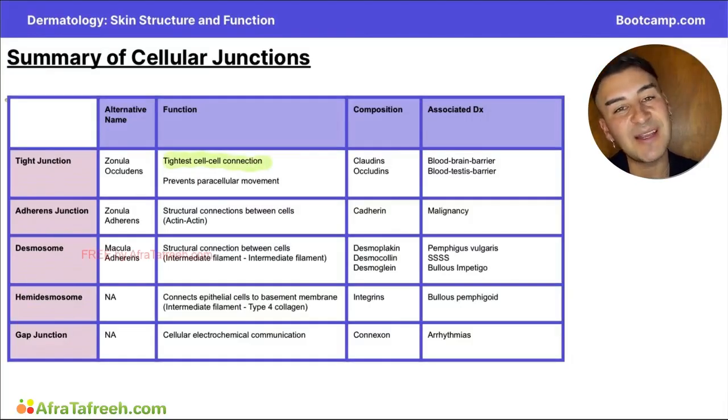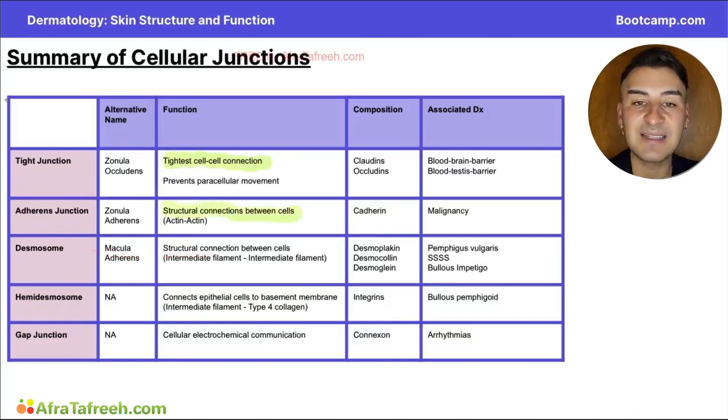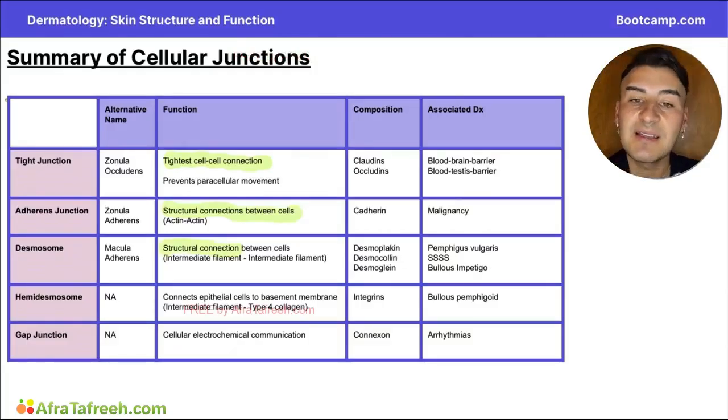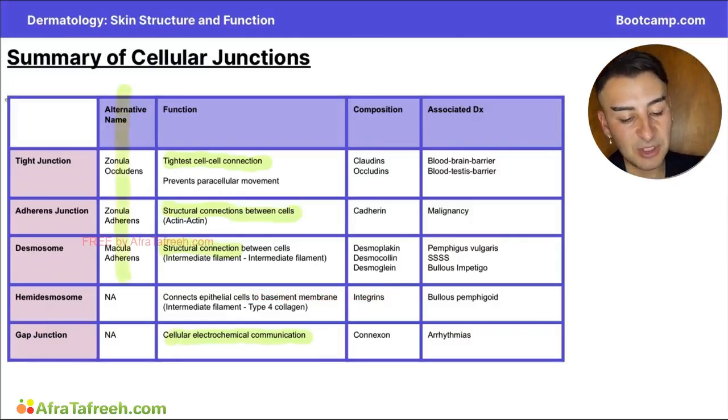And then we moved on to adherens junctions, which are a much more dynamic structural support made of actin-actin communication. Then we talked about desmosomes and hemidesmosomes, which also provide structural support, but it's much stronger because we're connected via intermediate filaments. Lastly, we talked about gap junctions, which are made of connexins, and are responsible for electrochemical communication. I advise you guys use this table to organize your thoughts, and I would use spaced repetition to help remember these alternative names as well as the composition.